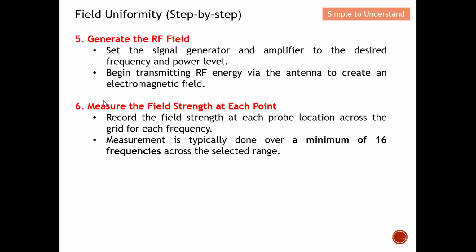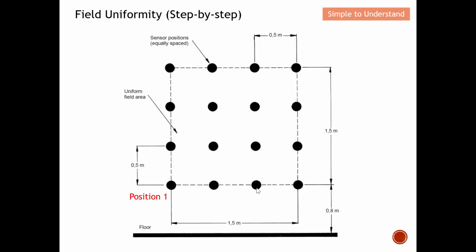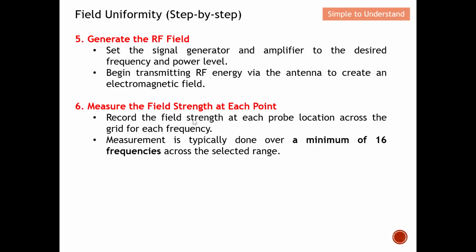Next, step number 6: we measure the field strength at each point using the field probe. Record the field strength at each probe location across the grid for each frequency. These are the positions of the field probe. We are going to put the field probe at this 16th position. As mentioned here, we are going to measure the field strength at each location.